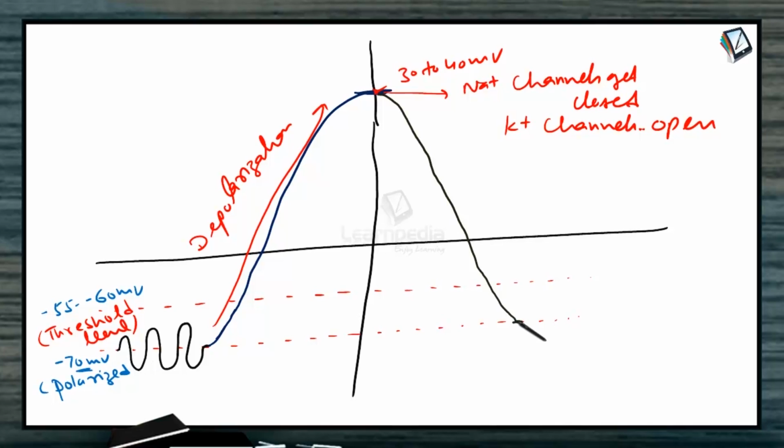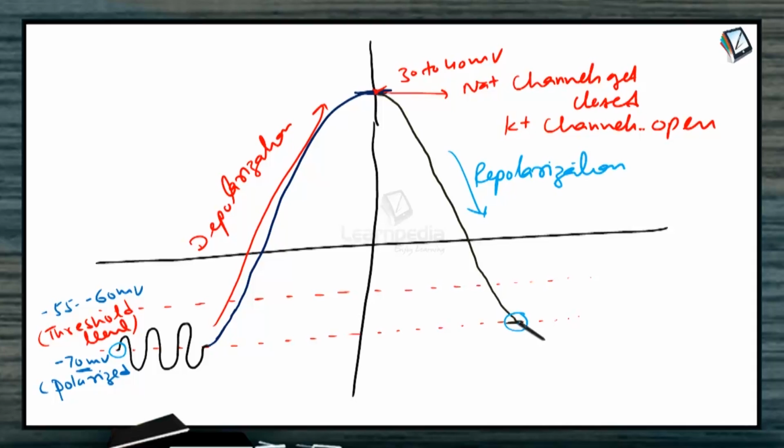Now at this point, if we compare this point to this level, both are having the same potential, but at this point the membrane has more sodium outside than inside, and at this point the membrane has more potassium outside than inside. At both these conditions the potential is the same but not the ionic distribution. So this stage is due to efflux of potassium and this is called repolarization.